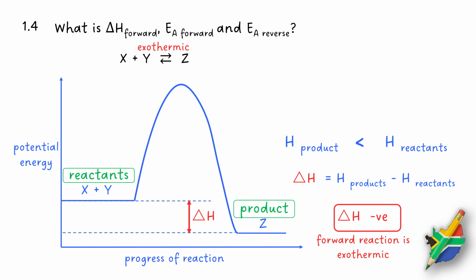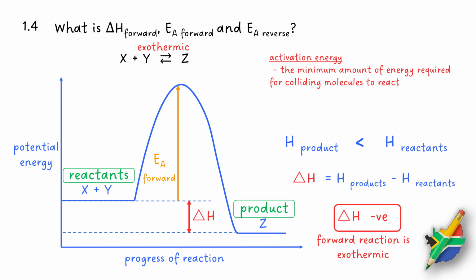Then the energy that needs to be absorbed by the reactants to reach a transition state is the activation energy of the forward reaction. Activation energy is the minimum amount of energy required for colliding molecules to undergo a reaction. And if we consider the reverse reaction, which is Z decomposing to form X and Y, we would need to read the diagram backwards. The activation energy needed by Z to form X and Y is given by the pink arrow. This is the activation energy of the reverse reaction.